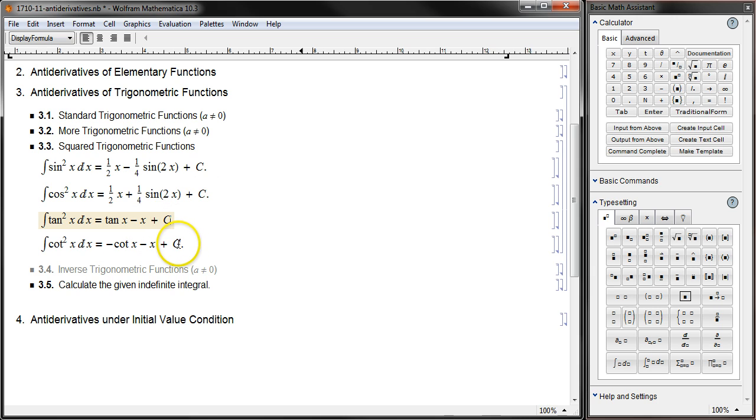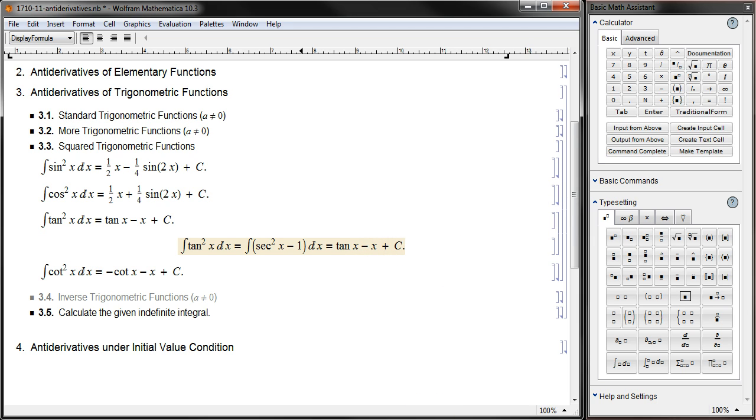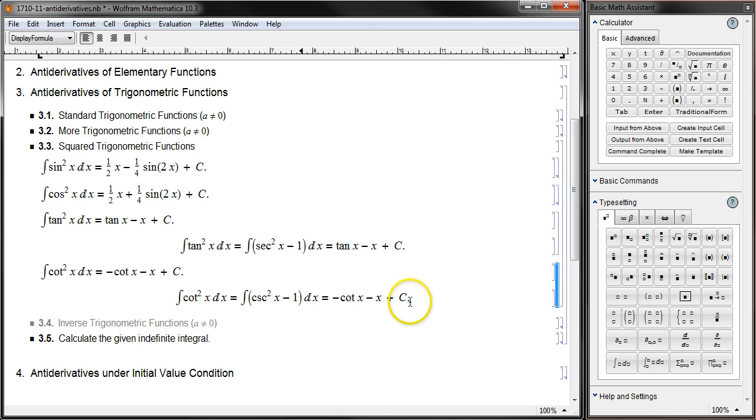How about tangent squared and cotangent squared? Again, in Calculus 2, I want derivation, but in Calc 1, if you just use these as formulae, that's going to be fine. In Calculus 2, what should you do? You have to use the Pythagorean identity. Tangent squared is secant squared minus 1, and the antiderivative of secant squared is tangent. And the antiderivative of 1 is just x, so here's the formula. How about cotangent squared? Again, it's the Pythagorean identity. Cosecant squared minus 1, and then you go from there.